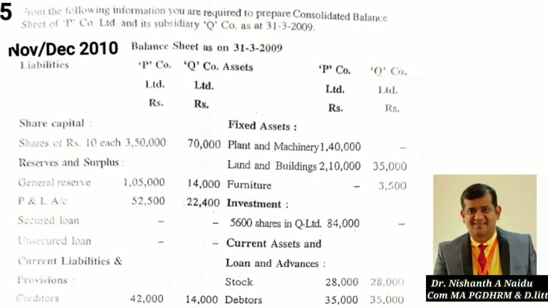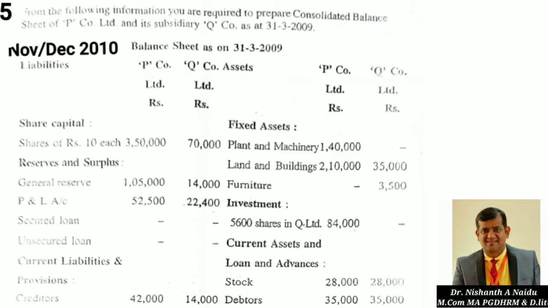So today I am here with one more illustration on accounting for holding company. Illustration number 5. From the following information, you are required to prepare consolidated balance sheet of P Company Limited and its subsidiary Q Company as at 31st March 2009. This question has been asked in November December 2010 and as well April May 2011. So let us look into the problem.